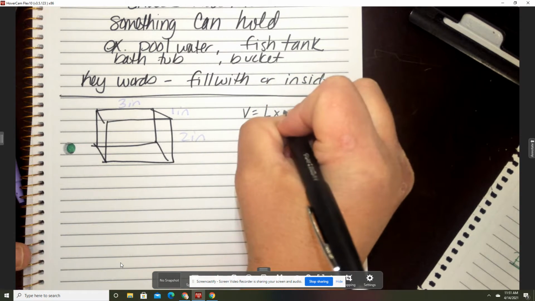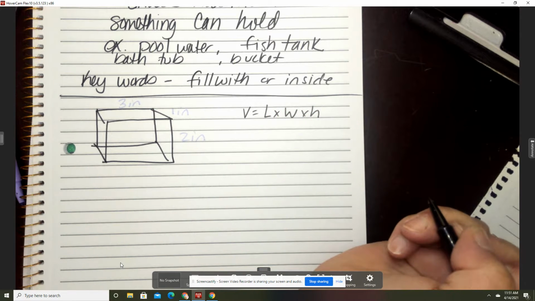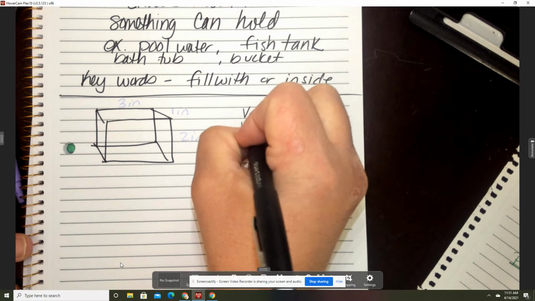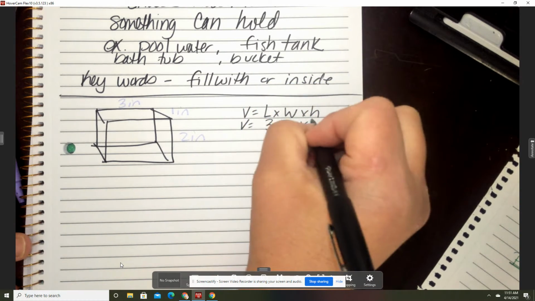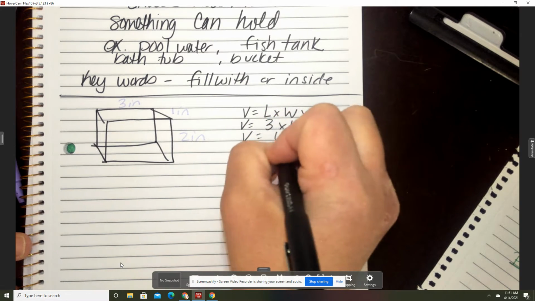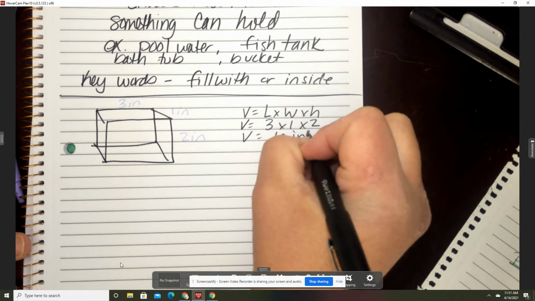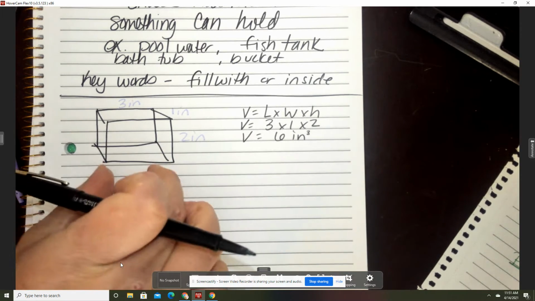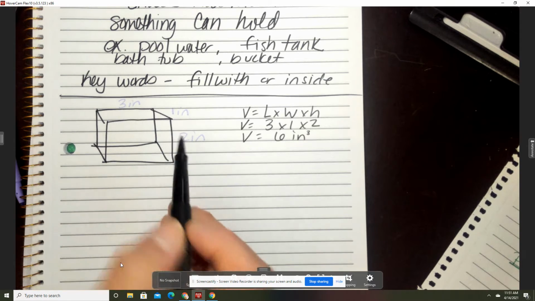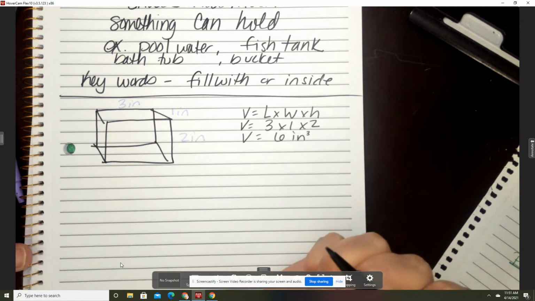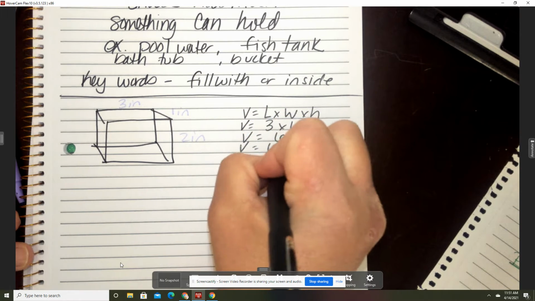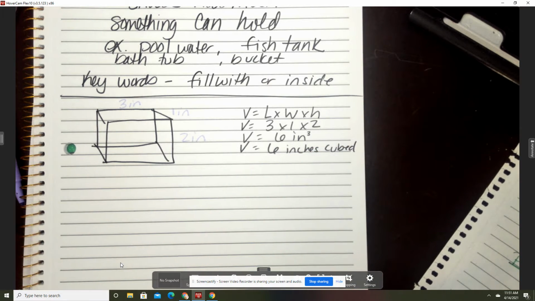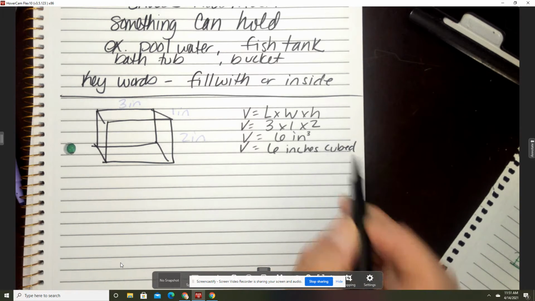So the formula, like how we figure it out, is just length times width times height. So you're only multiplying those 3 numbers together. Okay? 3 times 1 times 2. So your volume would be 6 inches, and we're going to put a 3 there for cubed because it's a 3D shape, right? Or sometimes you can just remember that you're multiplying 3 numbers together and just remember that you put the 3 there. Another way that answer could be written is inches cubed. Okay. But the 3 stands for cubed.